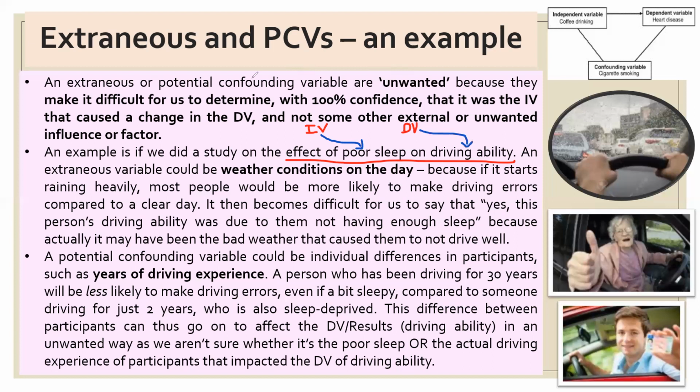We can measure driving ability in so many different ways, or we can operationalize the variable of driving ability in many different ways. For example, how many cones a person hits as they drive through a driving obstacle course. How fast does a person react as they drive on the road to different speed conditions or different hazards that come onto the road, all that kind of stuff. Okay, so that's basically what the IV and DV will be.